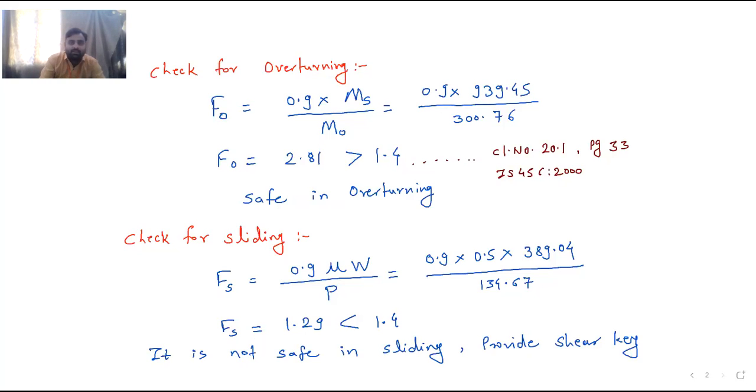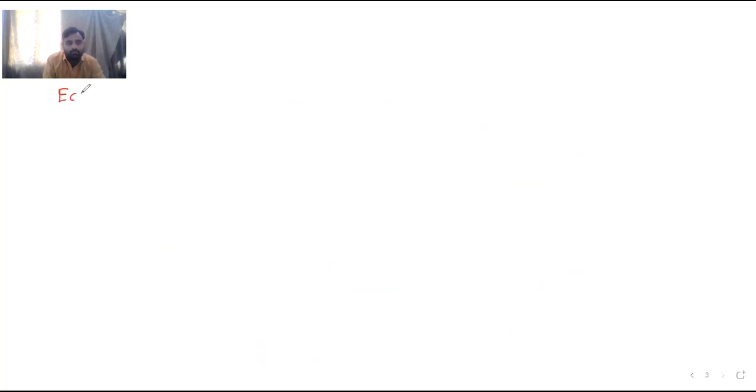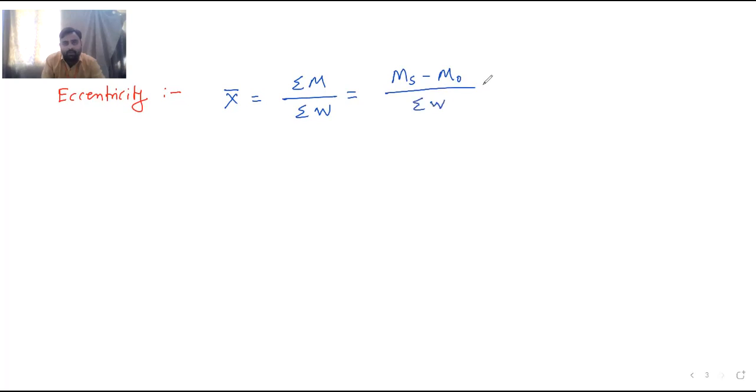So now after these checks, we will move forward for the eccentricity calculation. Okay. Now we will do the eccentricity calculation. Eccentricity. Okay. So x bar. Now x bar is nothing but summation M upon summation W. So summation M is what? It is Ms minus M0, because overturning moment and stability moment are in opposite directions, divided by W.